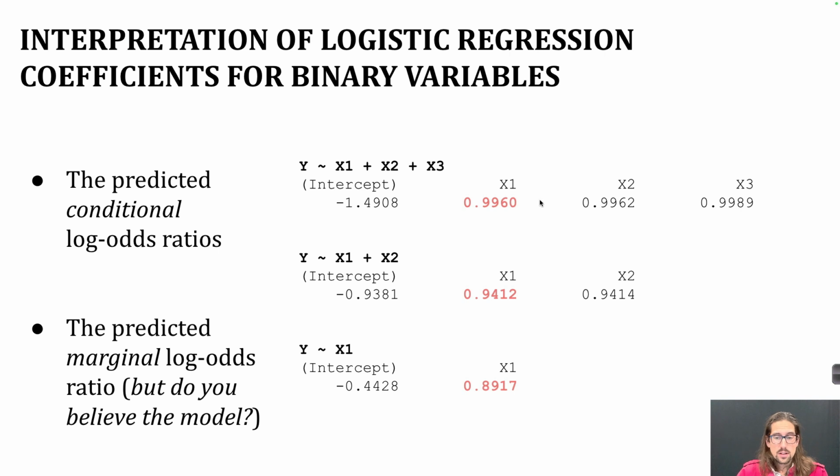So here is another example where I have three independent variables, x1, x2, x3, which are all binary, and then I have my outcome. If I run the logistic regression, again, this is population data, so there's no sampling variability or anything like that, with all of these, this is the predicted conditional log odds ratio. That's how I can interpret this coefficient.